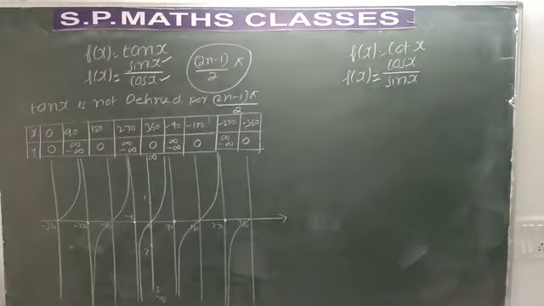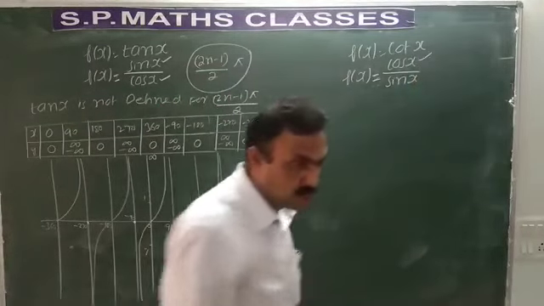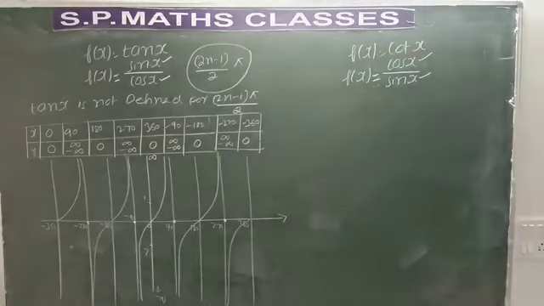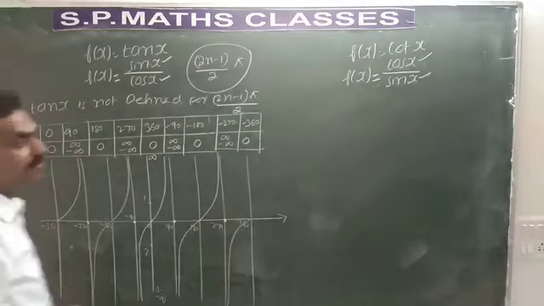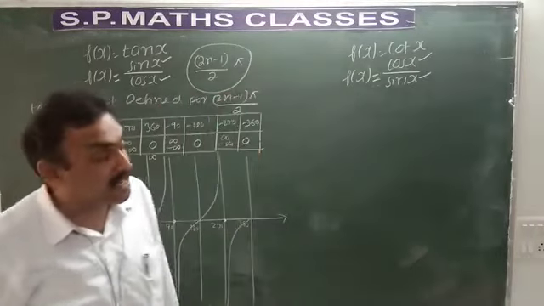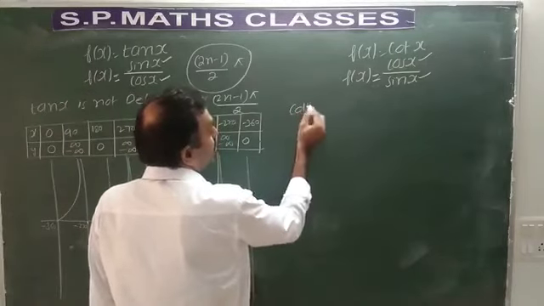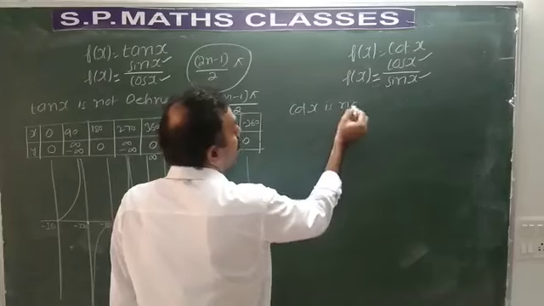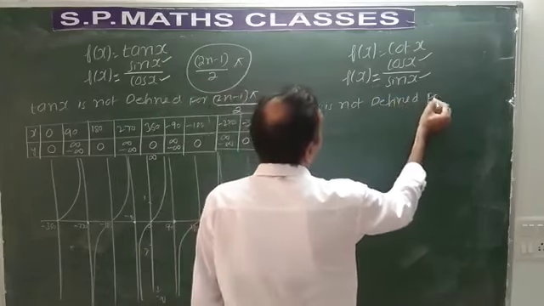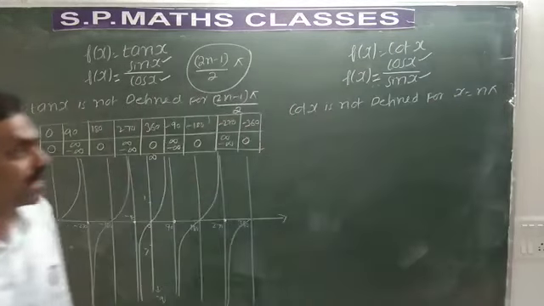See here, cos x is a continuous function, we have proved that. Sin x is a continuous function, we have proved that. Using algebra of continuous functions, we know that quotient of two continuous functions is continuous. But we can say that cot x is not defined for x is equal to n pi, where n belongs to Z.